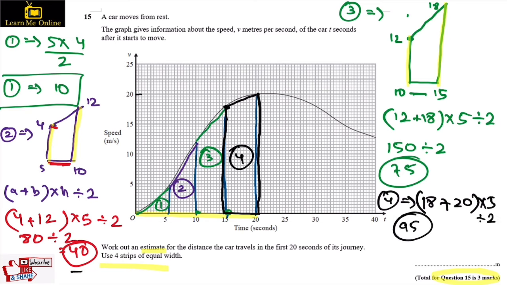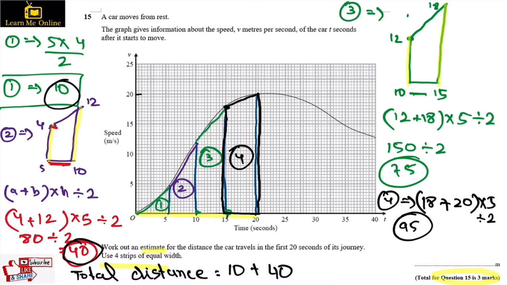To find out the total distance, you add all the 4 strips' areas together. So I'm going to write down the total distance would be, the first one was 10. The next one was 40, which is here. Then the third one we get is 75. And the last one is 95. So when we add them together, we get a total distance of 220 meters.